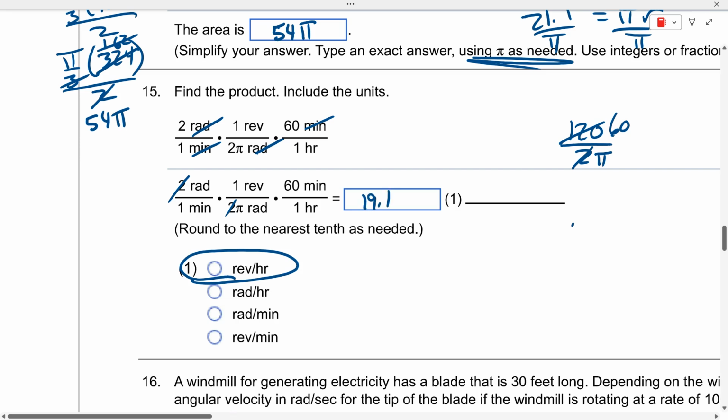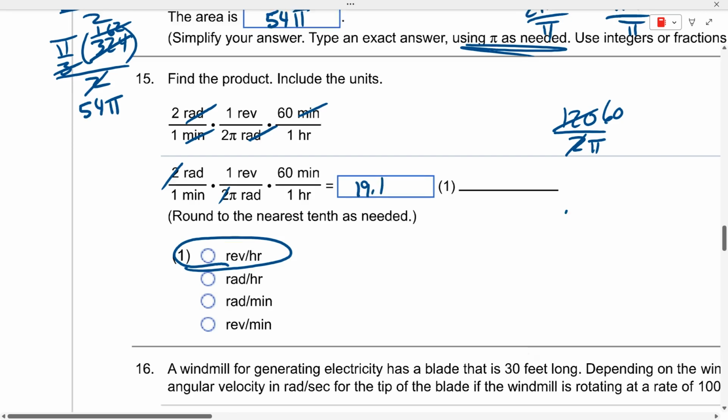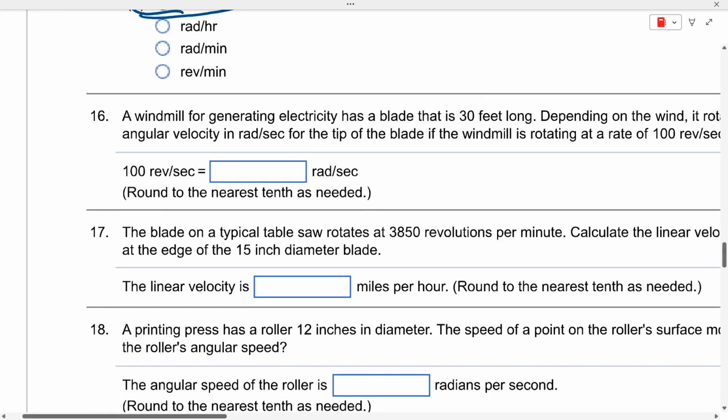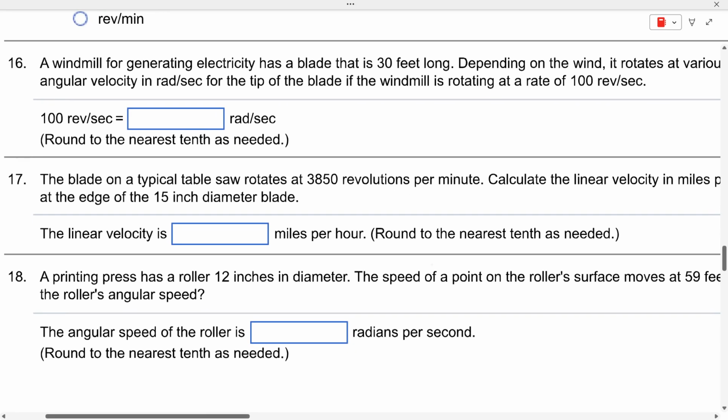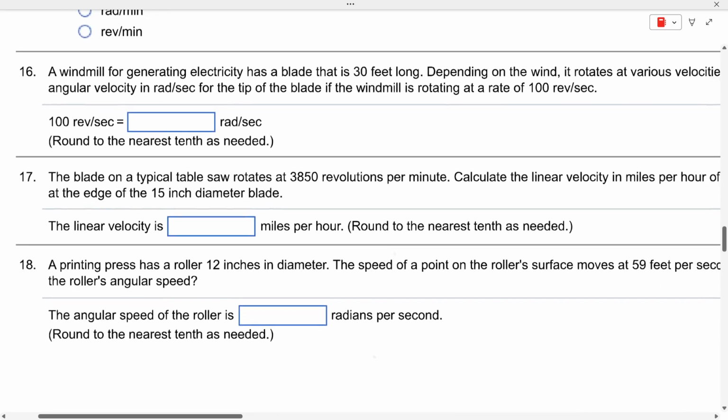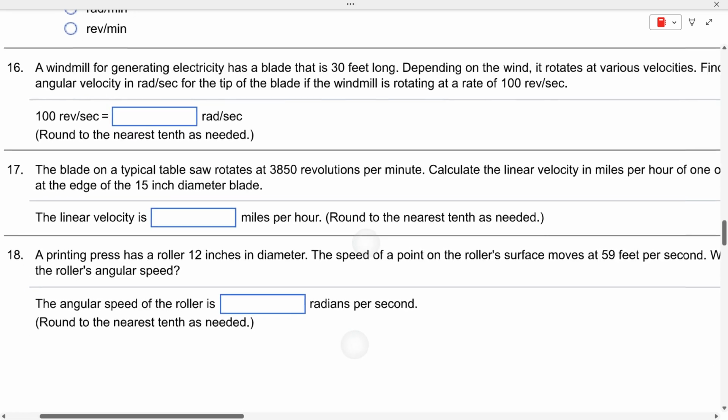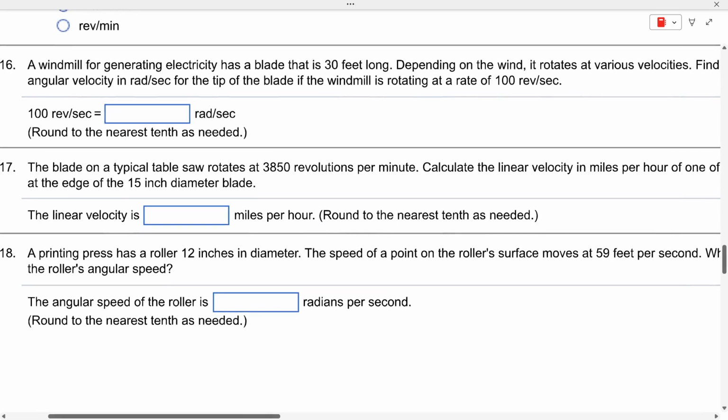Rounded to the nearest tenth revolutions per hour. A windmill for generating electricity has a blade 30 feet long. Depending on the wind, it rotates at various velocities. Find the angular velocity in radians per second for the tip of the blade if the windmill is rotating at a rate of 100 revolutions per second.